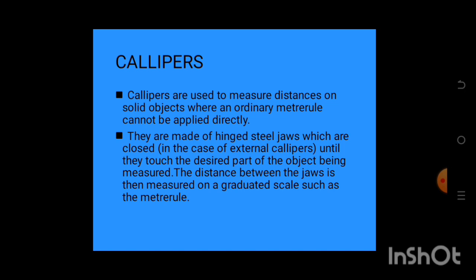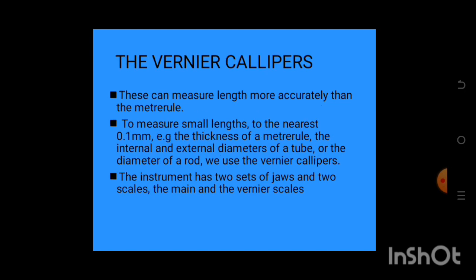Calipers are made of hinged steel jaws which are closed until they touch the desired parts of the object being measured. The distance between the jaws is then read on a graduated scale, such as the meter rule. I'll be showing you a video very shortly so you see how we use the calipers in measurement. Just continue with this video, and before we finish this class, we'll see more on how to use the caliper in taking measurements. Then we have the vernier calipers.